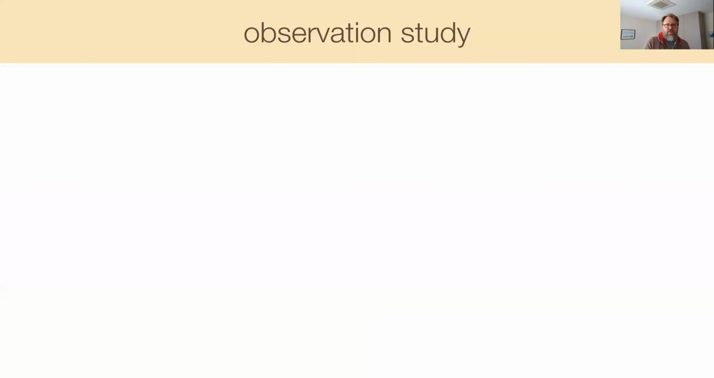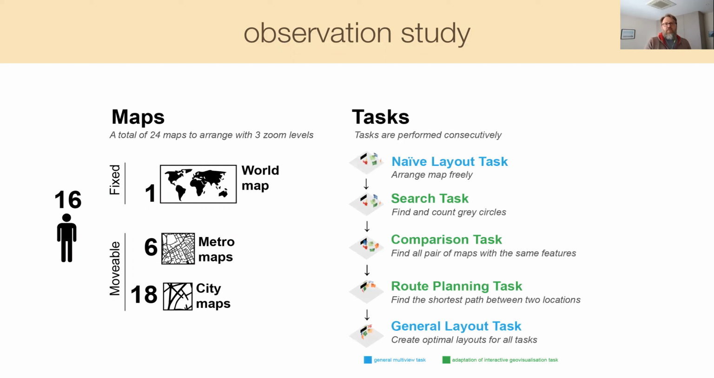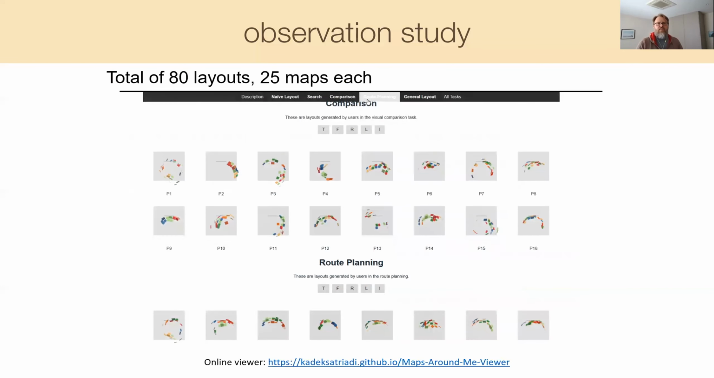So what we did was an observation study. We invited 16 participants to come in and interact with a set of maps. We had this preset set of maps. They weren't really interactive; they couldn't pan and zoom. The maps were just there, and we asked them to organize these through a set of different tasks. Given this set of maps, where would you put them for these different tasks? So they had to work through each task and create a map configuration. In total, with 16 participants and 5 different tasks, we had 80 different layout configurations.